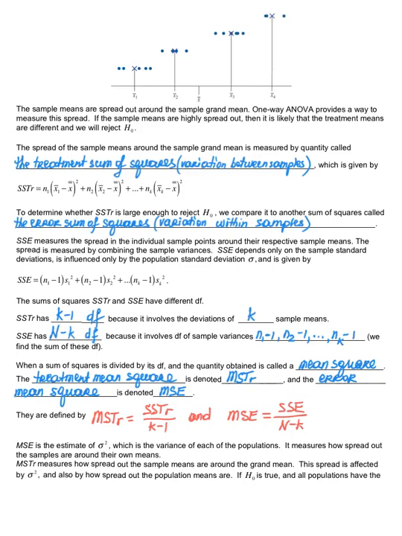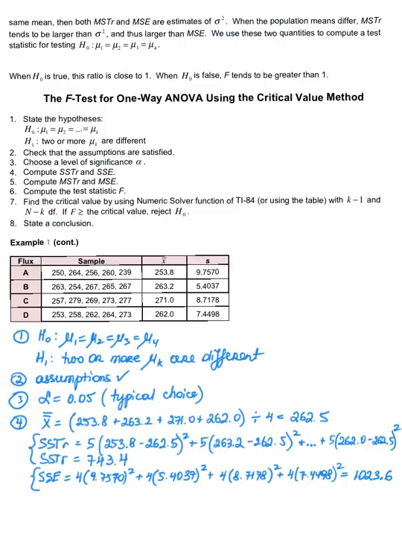If the null hypothesis is true, and all populations have the same mean, then both MSTR and MSE are estimates of population variance sigma squared. When the population means differ, MSTR tends to be larger than the population variance sigma squared, and thus larger than MSE. We use these two quantities to compute a test statistic for testing our null hypothesis, which states that the means are the same for all the populations.